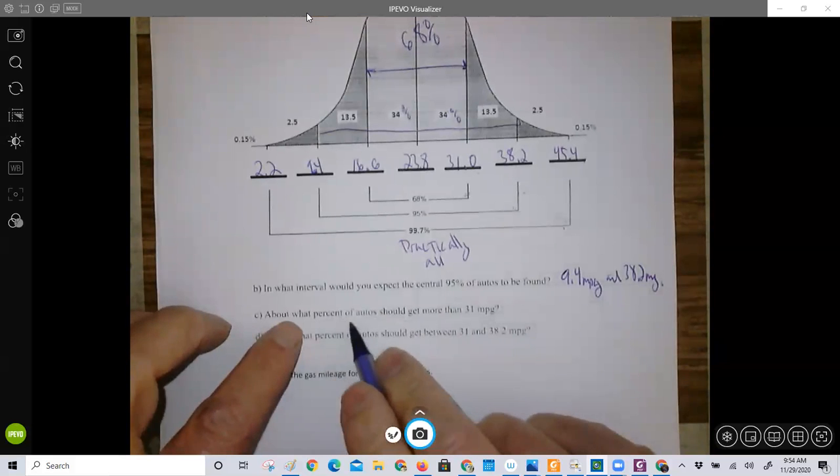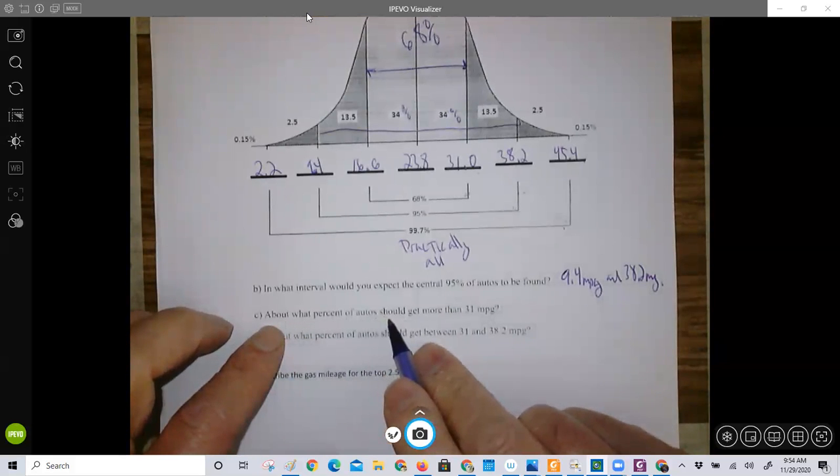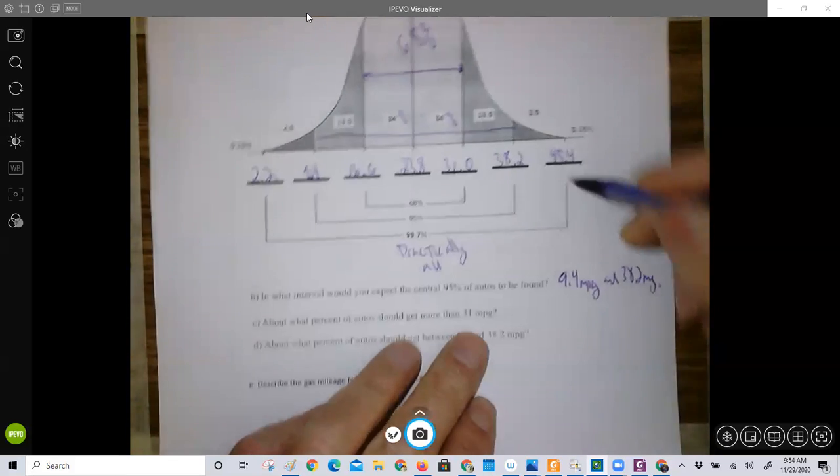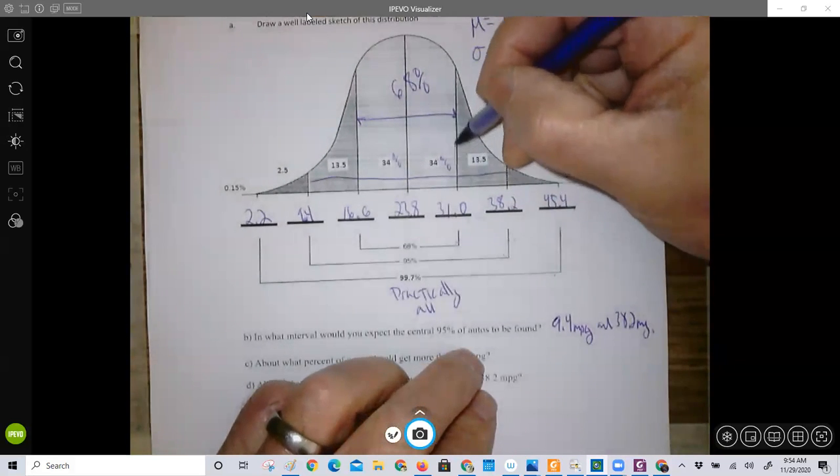31.0 and, oh, I could answer this one. What percent of cars or autos get more than 31 miles per gallon? So here's what you've got to think about with this one.